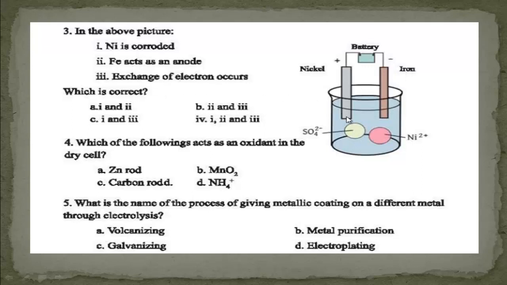Exchange of electron occurs. Yes, exchange of electron occurs because here electrons are released and at the cathode electrons are accepted. So the answer will be 1 and 3. 1 and 3, C number.